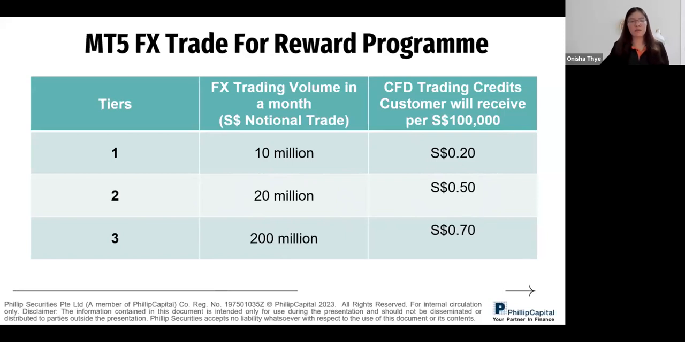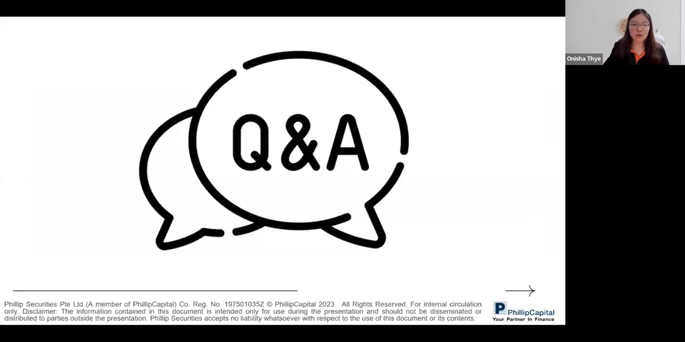On MT5, the Trade for Reward program, we have it for other asset classes also, but today we'll focus on FX. Okay, now let's proceed with Q&A, which I can see quite a lot popping up.